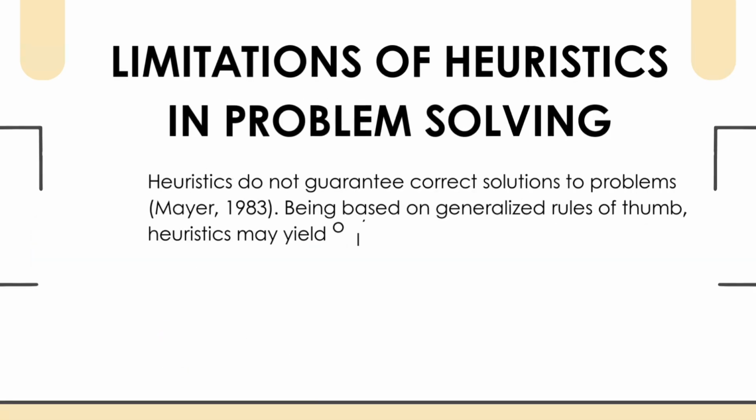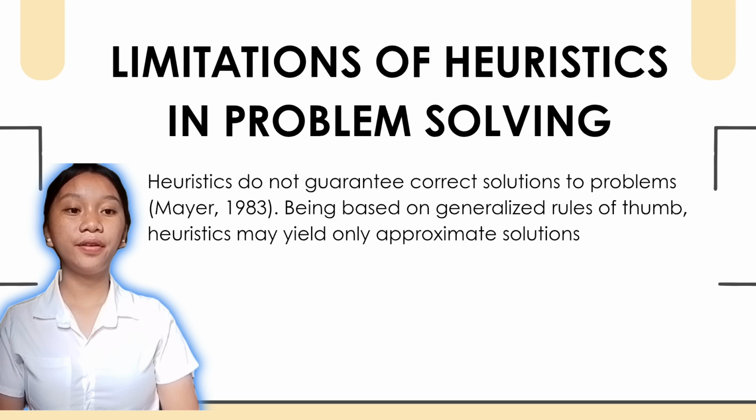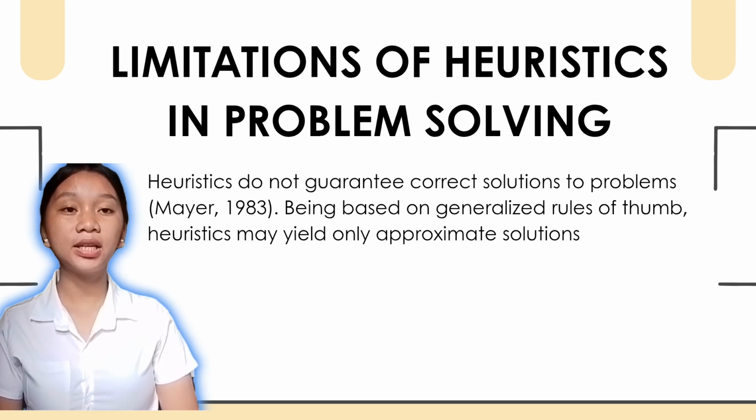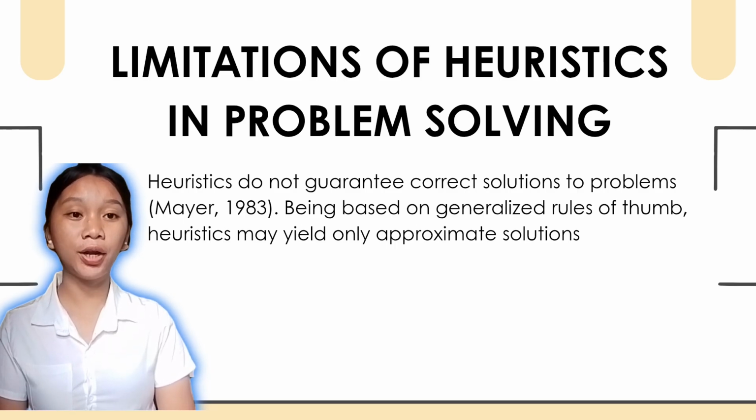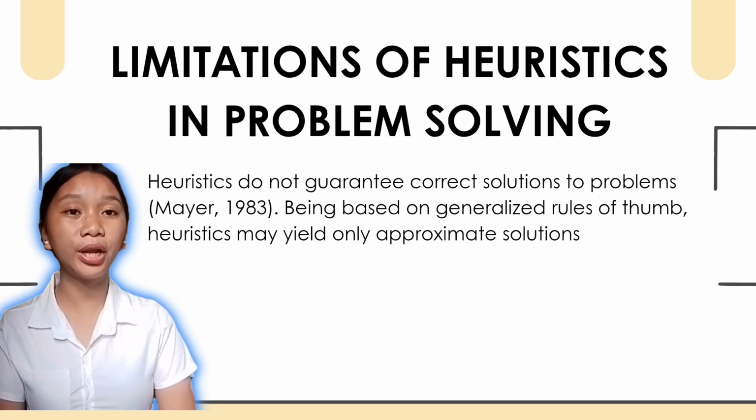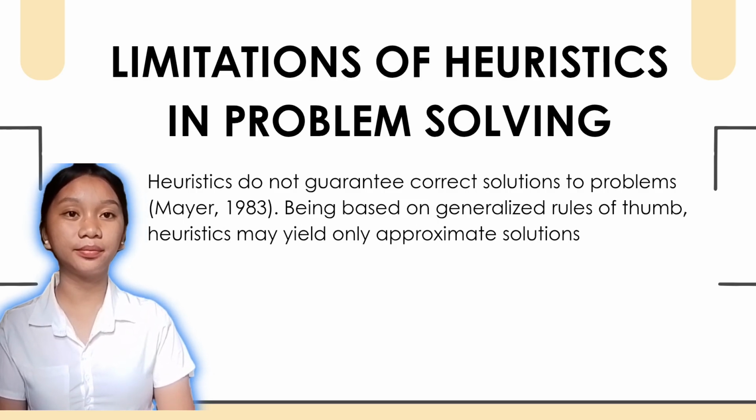Limitations of heuristics in problem solving. Heuristics do not guarantee correct solutions to problems. Being based on generalized rules of thumb, heuristics may yield only approximate solutions. Effectively selecting and applying heuristics seems to require some conceptual and informational expertise. One type of misapplication commonly occurs when problem solvers use heuristics in a situation where logic and probability theory would have been more effective.